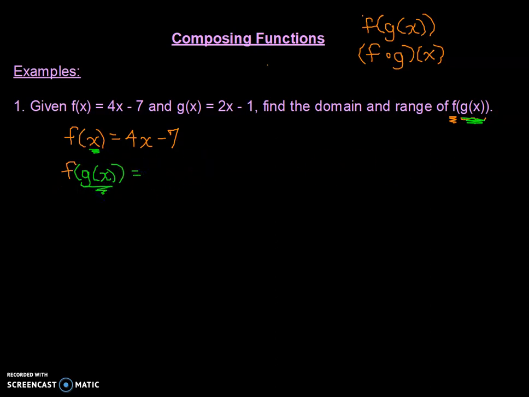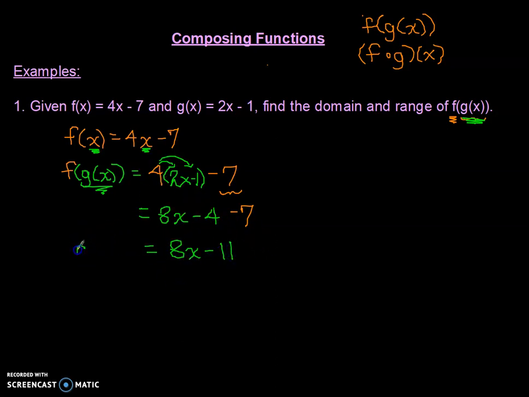So I'm going to bring everything down exactly the same, the 4, the negative 7. The only thing I'm going to replace is the x. Just like in the parentheses, they replace the x with g of x. I'm going to replace this x with the actual expression for g of x, which is 2x minus 1. Notice the parentheses as well. So from here, I'm just going to distribute, and this will give me 8x minus 4. Bring down the minus 7. And after combining like terms, you have 8x minus 11. So this is going to be f of g of x.